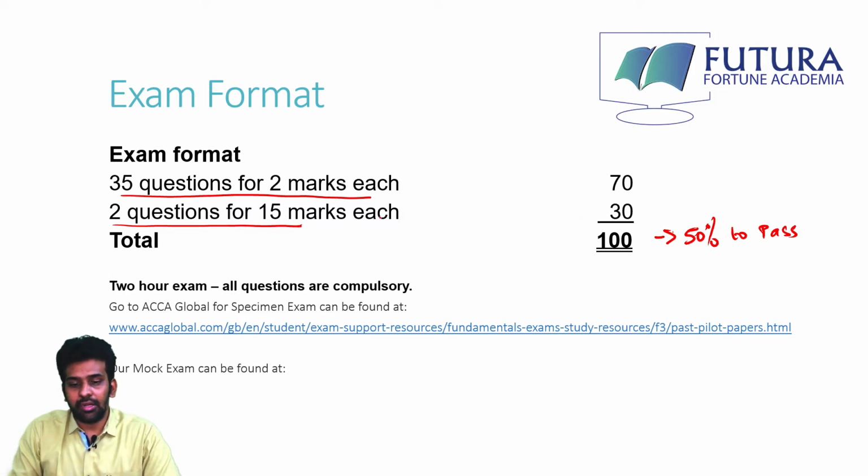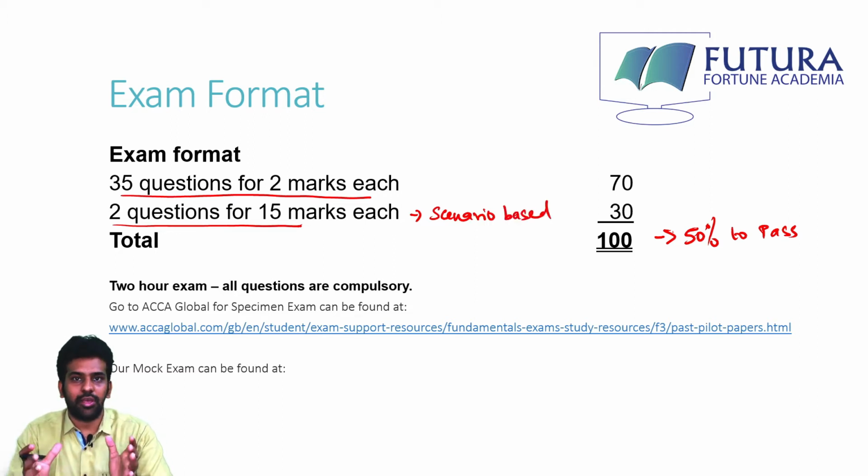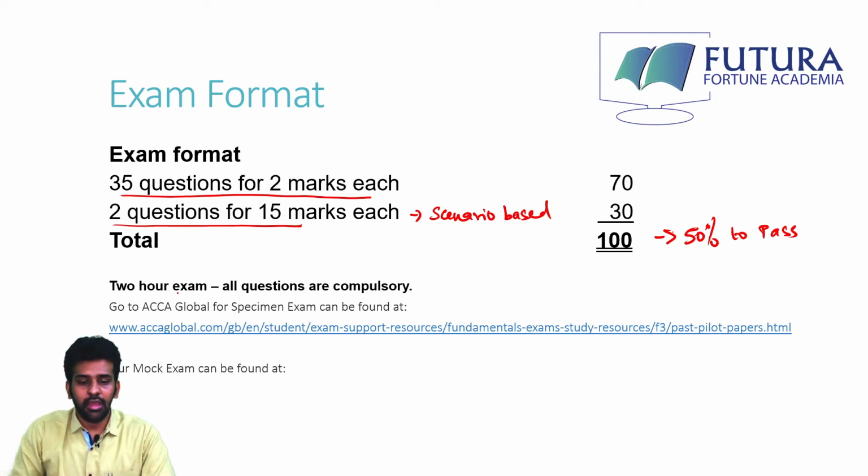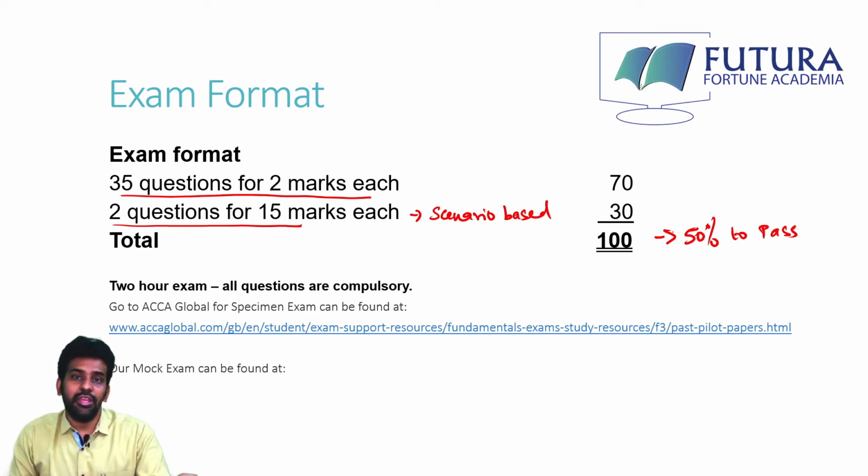However, your second part, where you have 2 questions for 15 marks, is more scenario based. So you will be given a certain scenario as one of the questions, and questions will be asked based on the scenario, and you need to answer them and choose the options. But the entire exam format is completely objective based. It is a 2-hour exam and all questions are compulsory for you to answer. You can go to www.accglobal.com for a specimen exam. You can also visit our website for free mock exams.